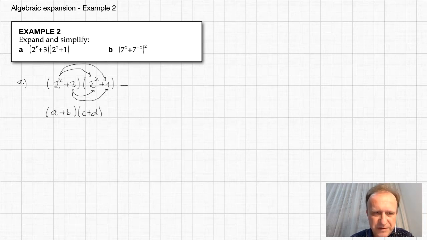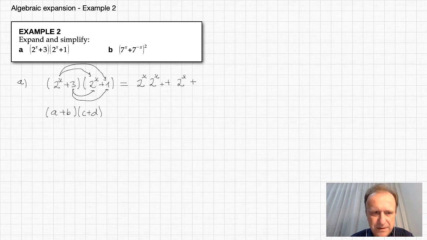So let's first multiply first by first. So it's 2 to the power of x times 2 to the power of x. So this is just first by first. Now plus, we have to multiply the first term here times the second term here. So it's just 2 to the power of x times 1. So it's just 2 to the power of x, nothing else.